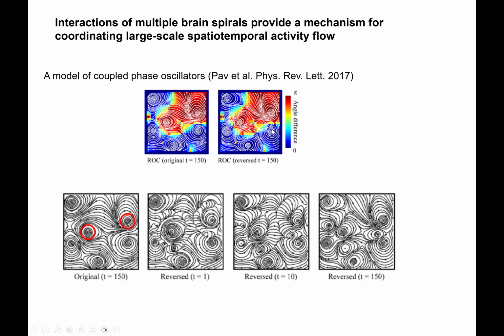So this simple modeling study again suggests that the interactions of these spirals can organize the overall flow of activities in this dynamical system. Of course, this is a very simple phenomenological model. It's not a realistic brain model. So we've been working on modeling this dynamics now in my group.